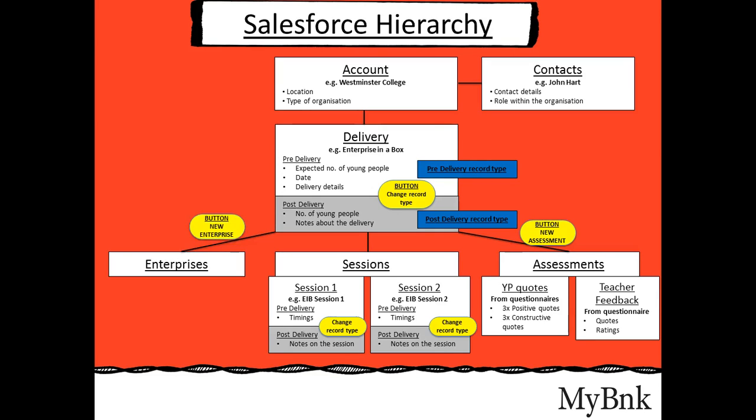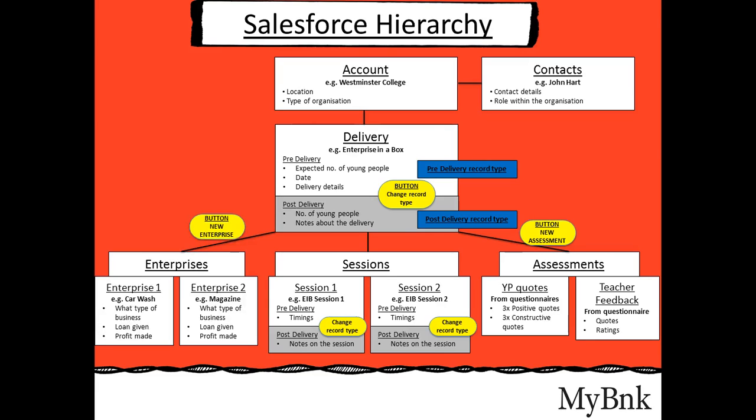If your delivery is an enterprise, you will also have to access the enterprise object, and in here you enter the details of the types of businesses that the young people ran, how much loan they were given, what the profit was they made, etc. So if you run a business battle and there are 3 groups in there, you will have to enter the 3 businesses they started and ran, and the results that they had.